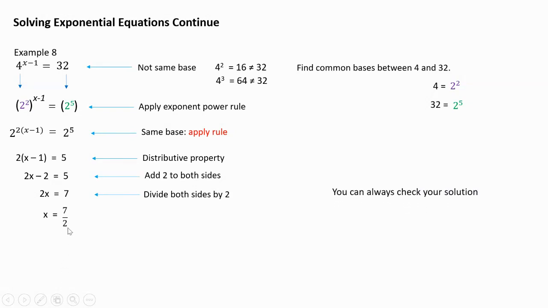And again, you can always check your solution. Okay, I'm going to plug it in there. So 7 halves minus 1 will give us 5 over 2. Now for this one, you can go from exponential to radical form, or you can just plug it into the calculator. So this will give us 32. So I know this is a solution.